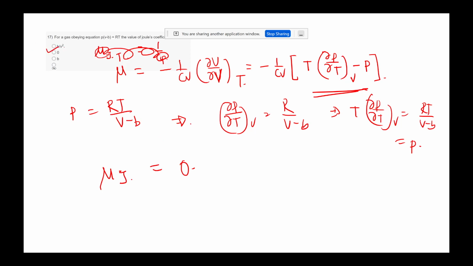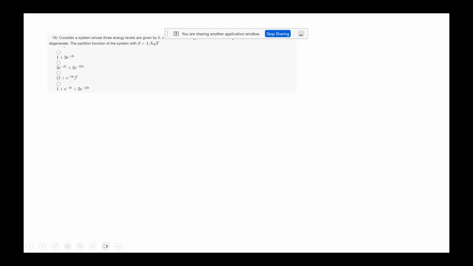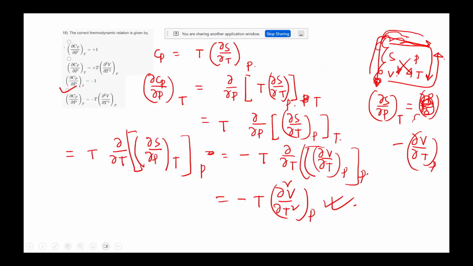Okay. Lots of calculations, it seems. Now this is easy. Tell me, what should be the option?